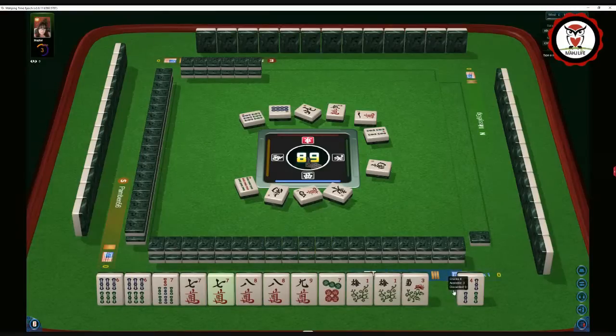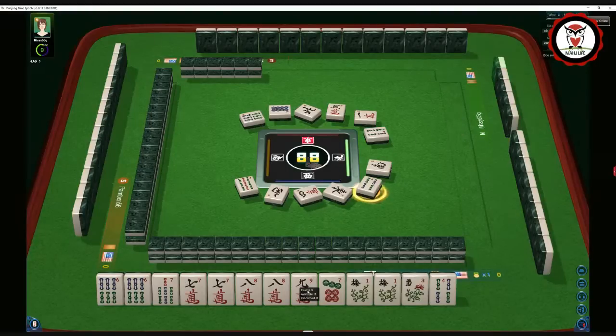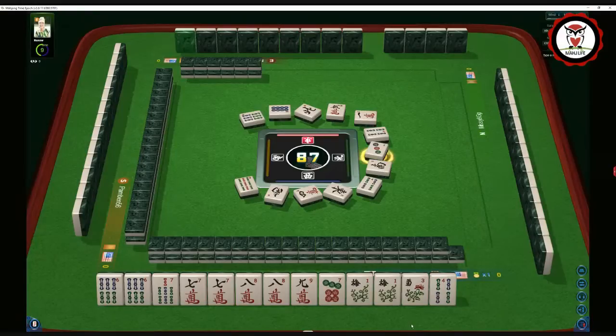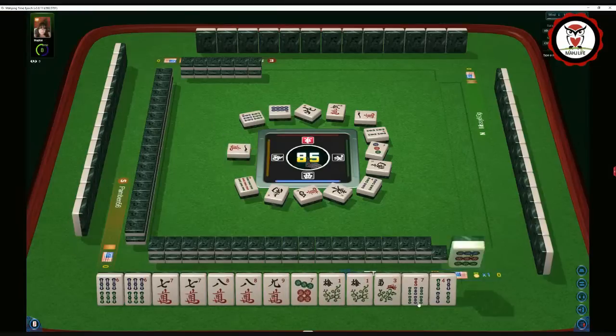Let's let the 4 go. 4 characters. We have 7, 8, 9 now. No gaps for 1 suit. 4 bamboos. And no gaps for mixed suits. 7, 8, 9. 3 dots. We can do 6, 7, 7, 8, 9 in 1 suit or 6, 7, 8 in mixed suits. Either way, I think the 7 bam can go.